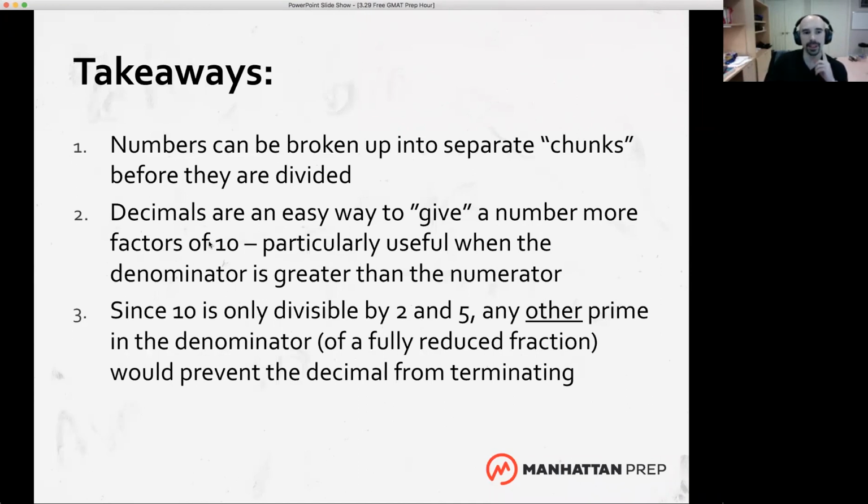So you can clearly see here the connection between, okay, I'm giving the numerator factors of 10, and therefore it's just getting factors of 2 and 5. So any other prime is going to pose a problem. I'm never going to be able to get rid of any prime other than 2 or 5 in the denominator.